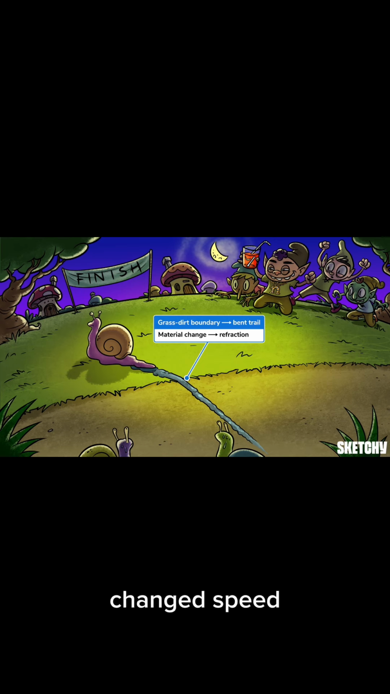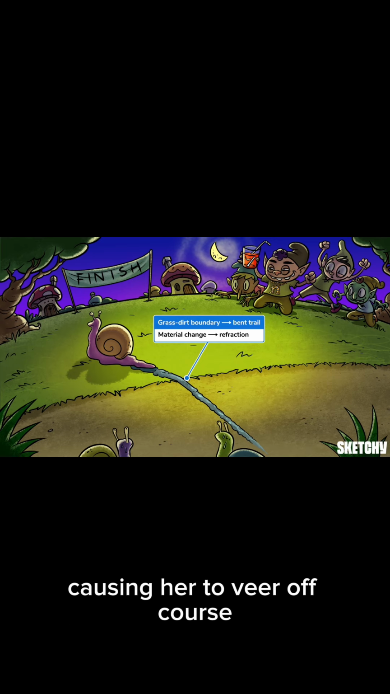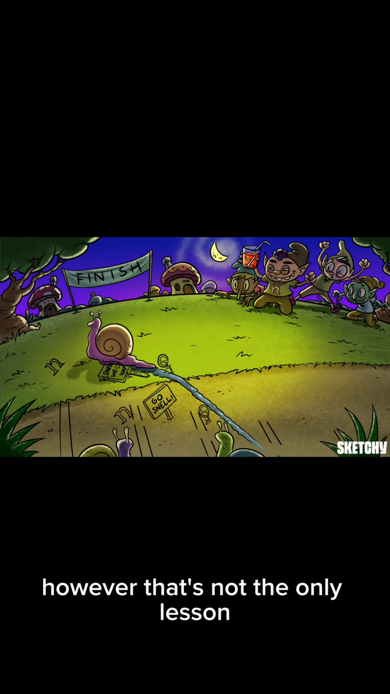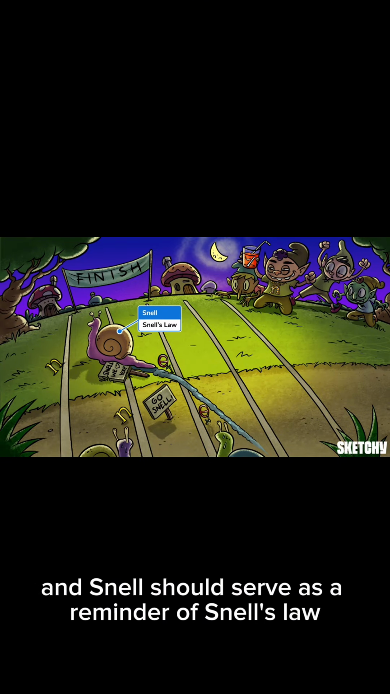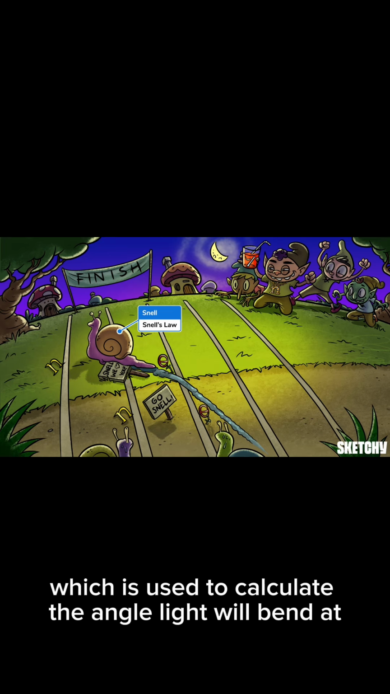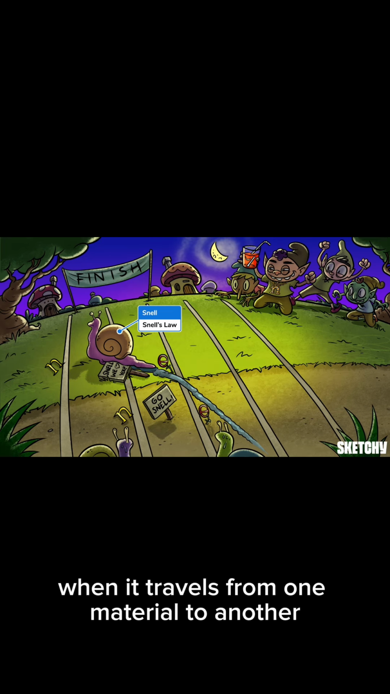You can see that Herbert Snail changed speed as she moved on the grass portion of the racetrack, causing her to veer off course. However, that's not the only lesson we can take away from this race course. It also happens that Herbert's pet snail is named Snell, and Snell should serve as a reminder of Snell's law, which is used to calculate the angle light will bend at when it travels from one material to another.